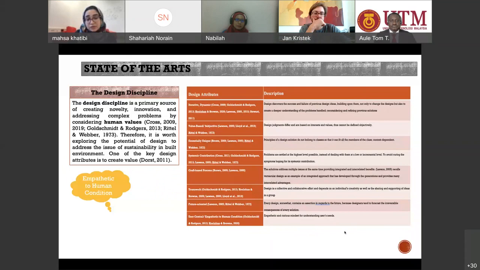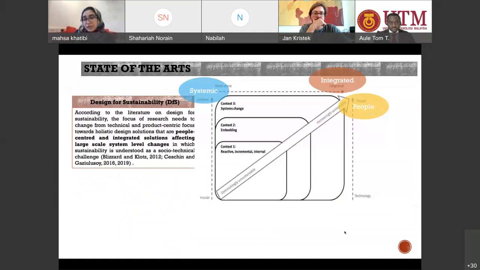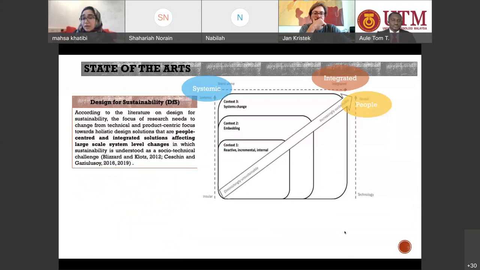In the case of sustainability also, the systematic contribution of sustainability has to be considered. Sustainability cannot be defined as one thing in one country and the same thing in another. It should be different in different areas. It should consider human values. There are also researchers trying to find out how design can support sustainability, and this is the state of the art. They have now agreed that technologies on their own cannot provide sustainability. People have to be involved. There have to be integrated solutions, and ideas have to be systematic.